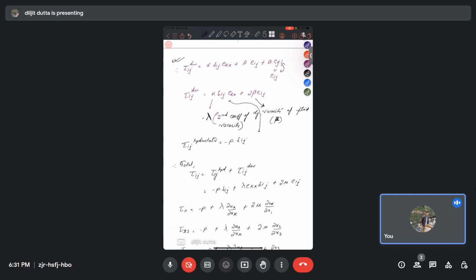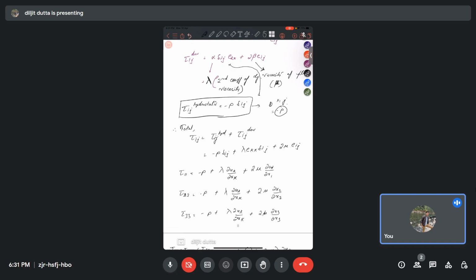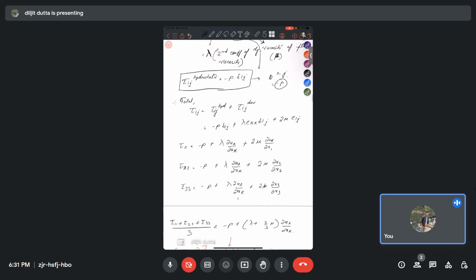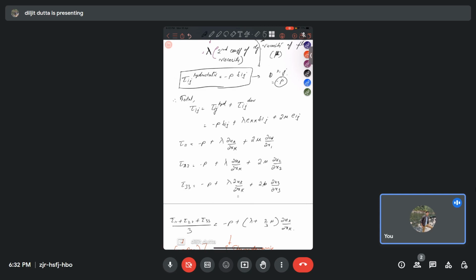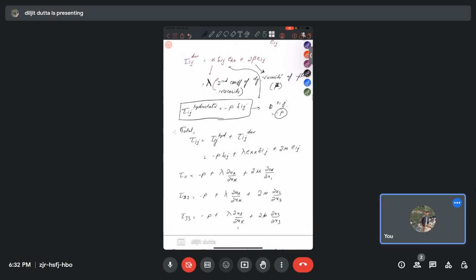Now tau ij hydrostatic is again only due to the normal forces. So the normal forces correspond to only P into delta ij. So if i equals j, then it is equal to minus P, else it is 0. So the total or the net traction vector, or the net force, is given by tau ij hydrostatic plus the deviatoric term. So what we get is minus P delta ij plus lambda epsilon kk delta ij plus 2 mu into E ij.